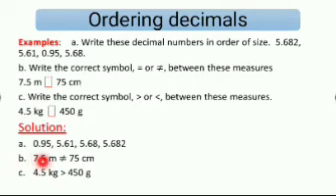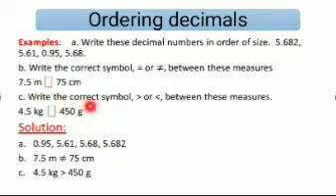So you need to shift the decimal to the right 2 times. If you shift the decimal the first time you get 75, and the second time you get 750. So 750 is not equal to 75. They said that we should use either equal to or not equal to. So 750 centimeters is not equal to 75 centimeters.